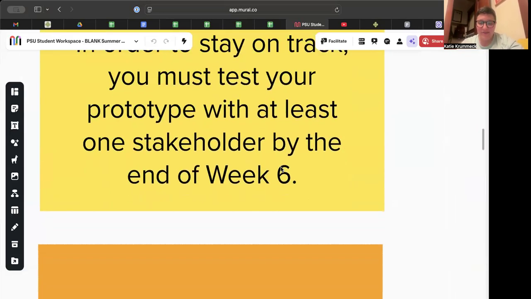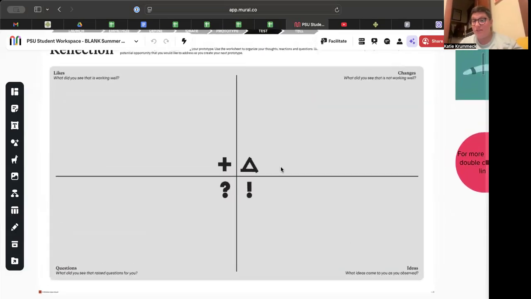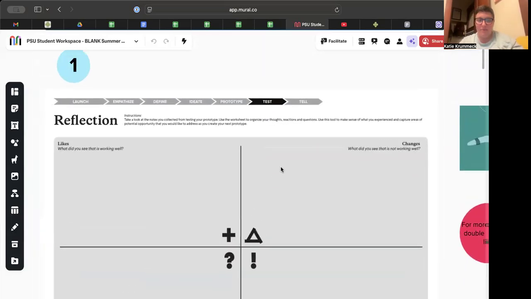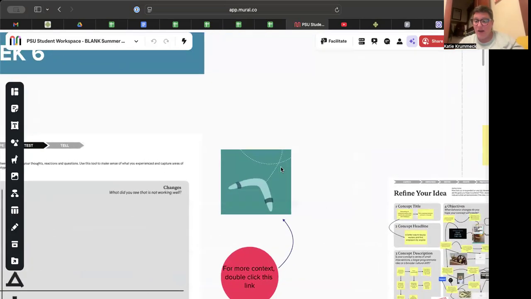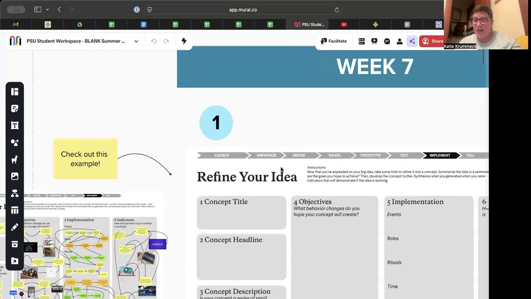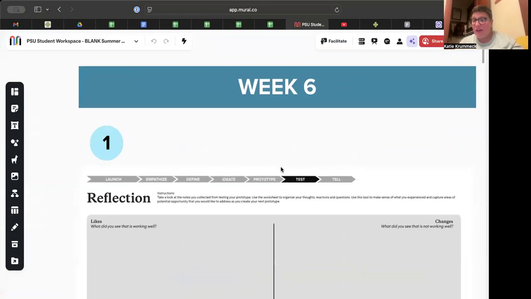And that is it. The big thing about this week is finding that person to test with, taking the time to get that feedback, doing the test of your prototype, and then reflecting and making sense of what you learned. Next week, we're going to move on to refining your idea, iterating, using what you learned from the prototyping and testing to continue to evolve your idea.